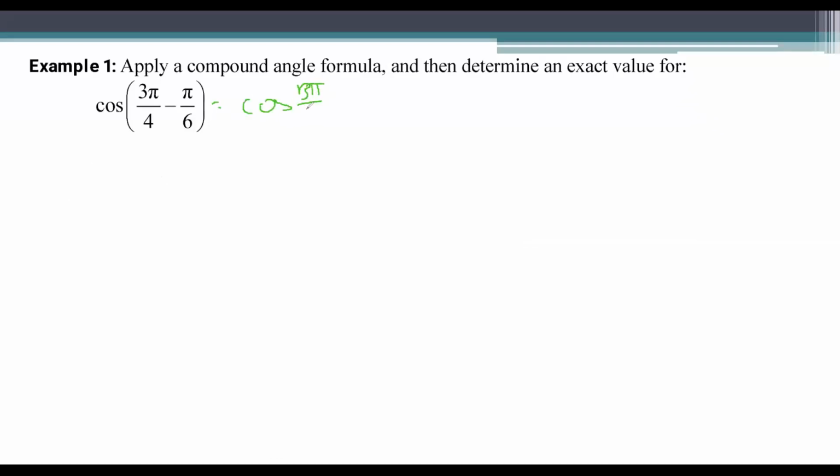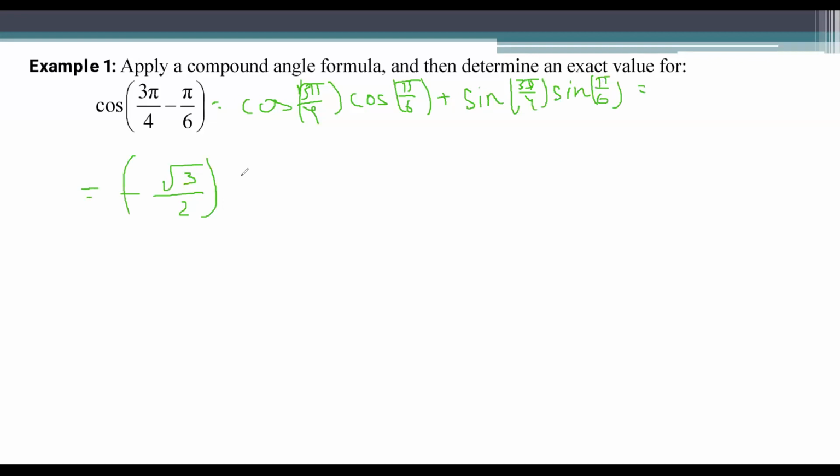Cosine 3 pi over 4, cosine pi over 6. Please make sure to copy this down. I'm writing this for you. Sine of 3 pi over 4 times sine of pi over 6 equals minus square root of 3 over 2 times 1 over square root of 2 plus... wait.